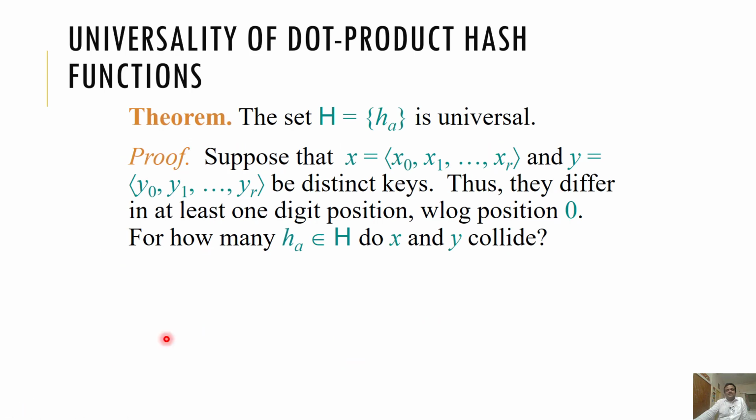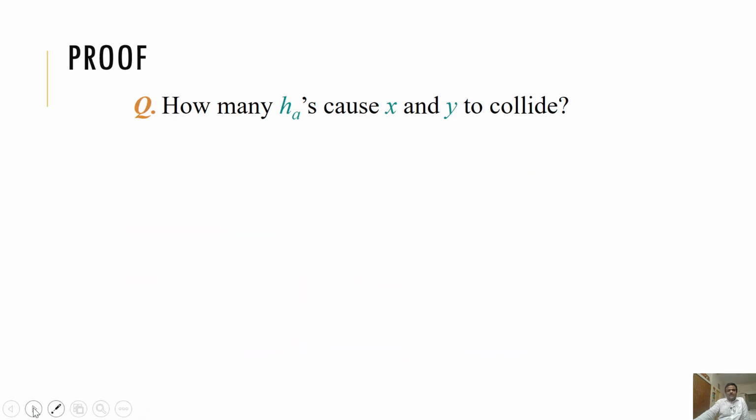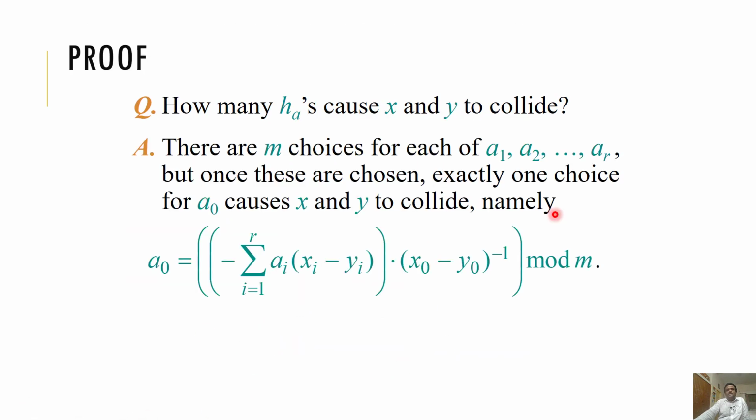This is universal hashing because we can prove the cardinality of the bad portion is 1 by m fraction of the total. So, for that we can take two distinct keys x and y, where x0 and y0 are not the same, and then we suppose their hash values are equal. So, from there we can prove how many times they will collide.